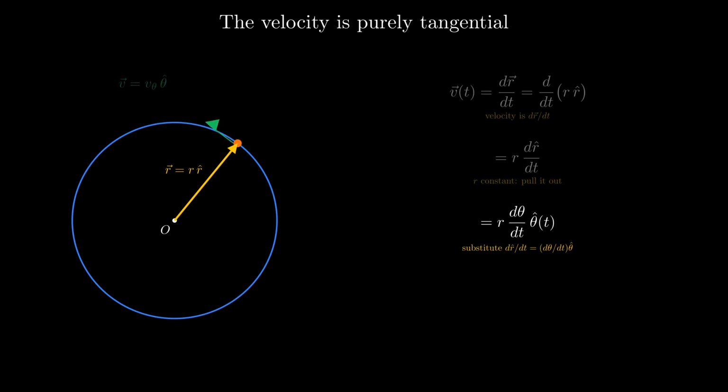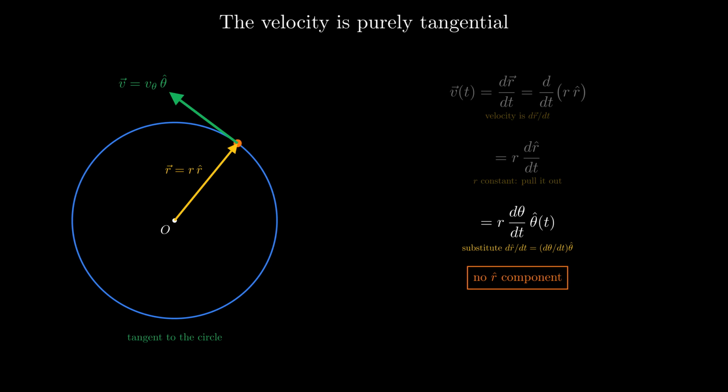Look at what this says. The velocity has no r hat component at all. There is no radial velocity. The motion is purely tangential, pointing along theta hat, tangent to the circle. That matches our intuition. An object on a circle moves along the circle, never toward or away from the center.